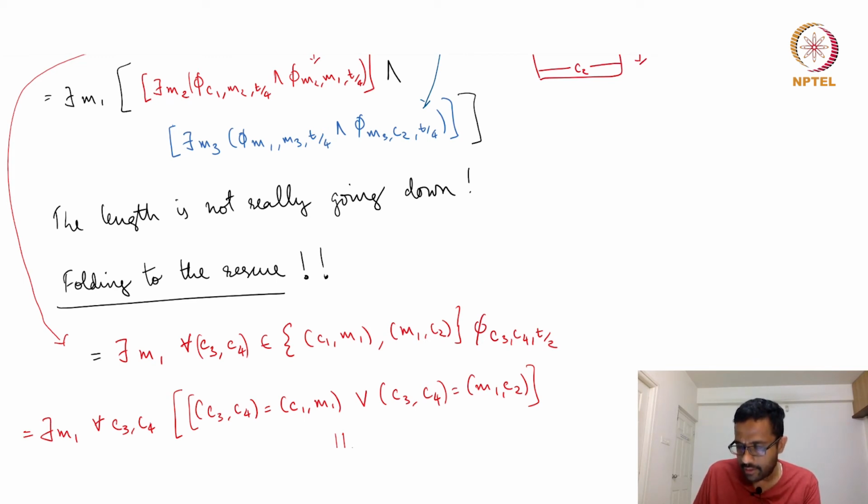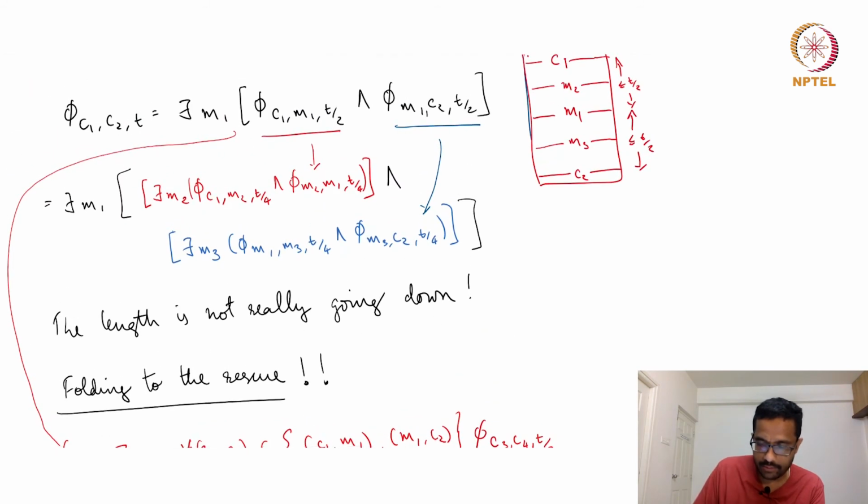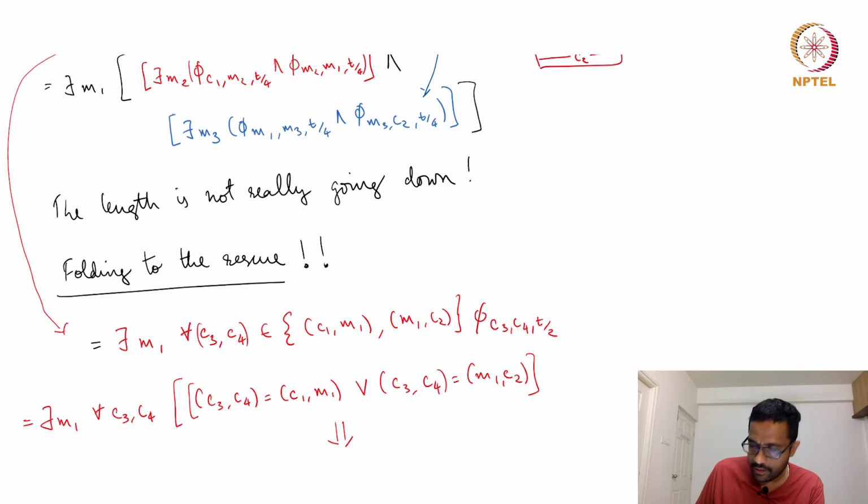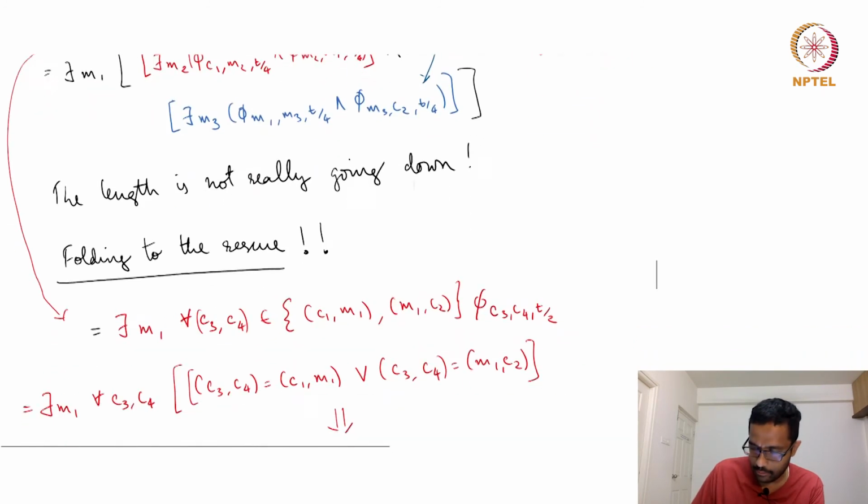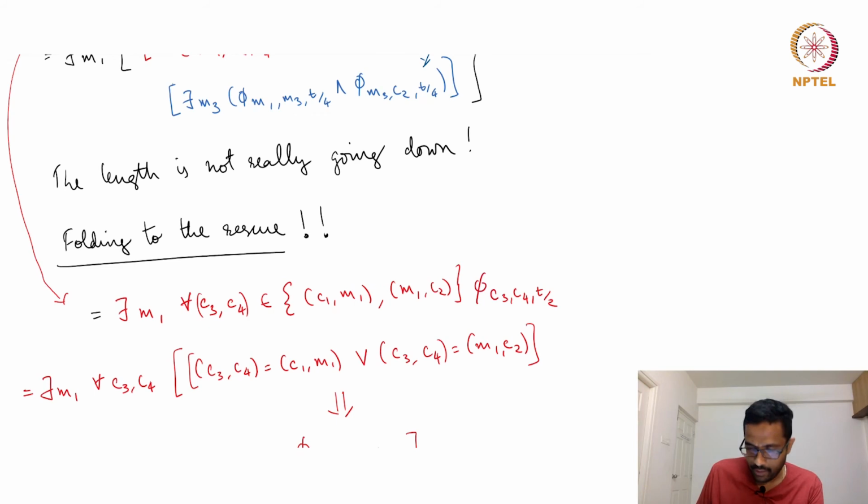So when C3 C4 is C1 M1, I am checking phi(C1, M1, t/2), which is the first term we have here. And when C3 C4 is M1 C2, I am checking phi(M1, C2, t/2). So for all C3 and C4 such that they are C1 M1 or M1 C2, I do this. So I am using there exists M1 and for all C3 C4 in this set. Now I am using some new kind of expressions here, like membership in C1 M1.